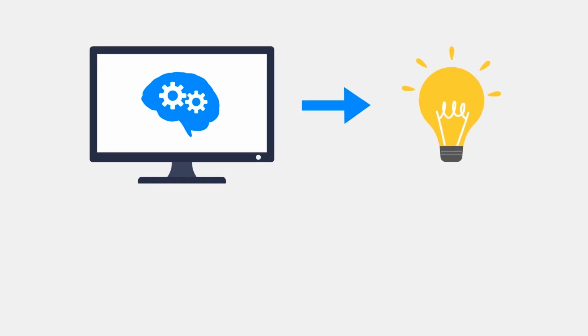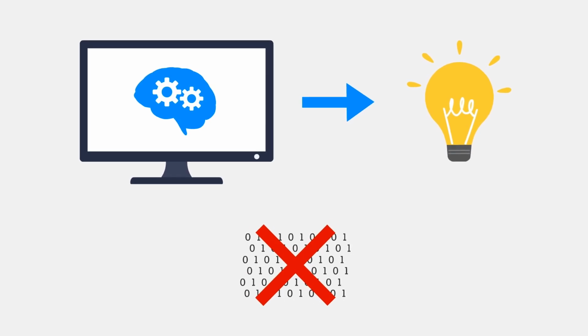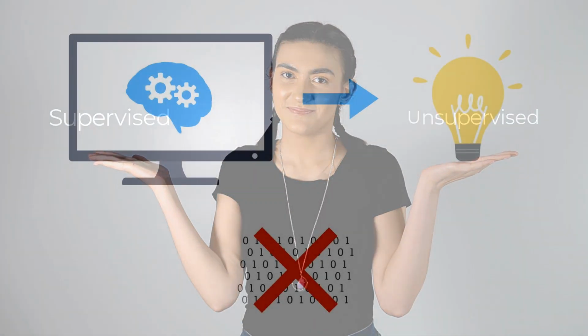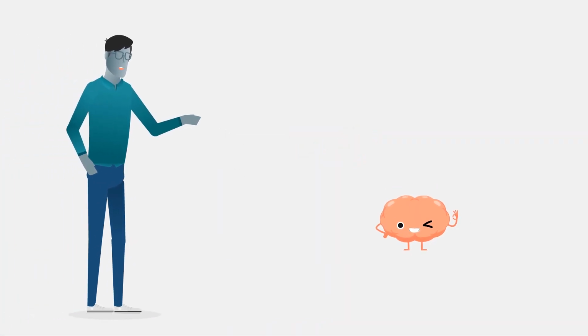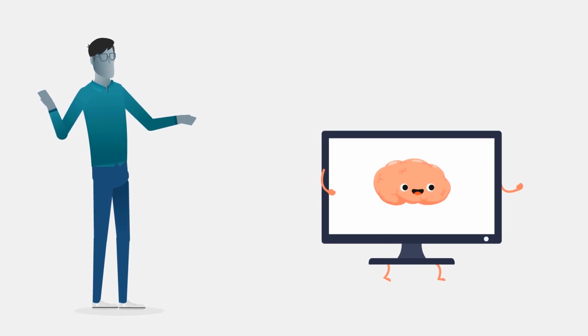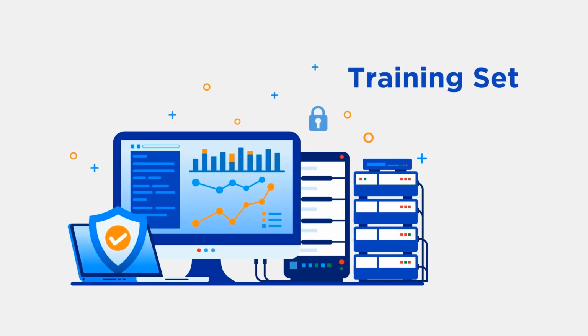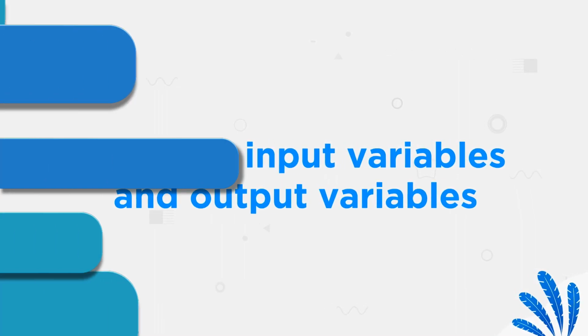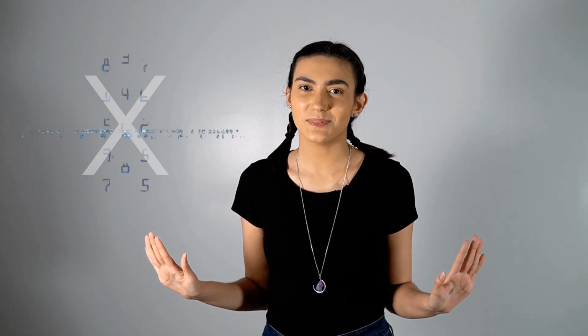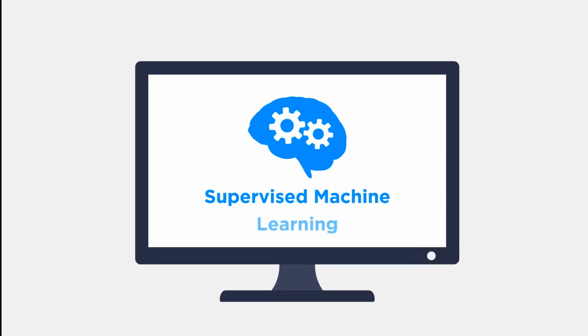But how? Machine learning is the science of getting a computer to solve problems without being programmed. There are two types of machine learning, supervised and unsupervised. In supervised machine learning, you specify what you want your computer to learn about. You have an existing set of data called a training set that has input variables and output variables. You do not provide any of this data in unsupervised machine learning. Back to supervised machine learning.